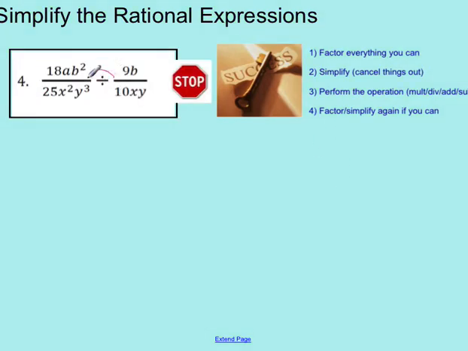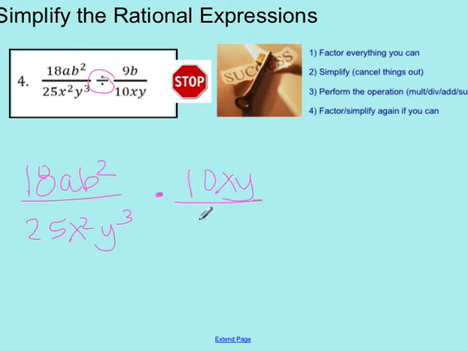Example 4, right away again, division. So I need to multiply by the reciprocal. So I'm just going to go ahead and rewrite. So I have 18ab squared all over 25x squared y to the third times, now multiply by the reciprocal, so I flip it, 10xy over 9b. Now I go ahead and I look, 10 and 25, both divisible by 5. This gives me 2, this gives me 5. 18 and 9, both divisible by 9, so I get 2 and 1.